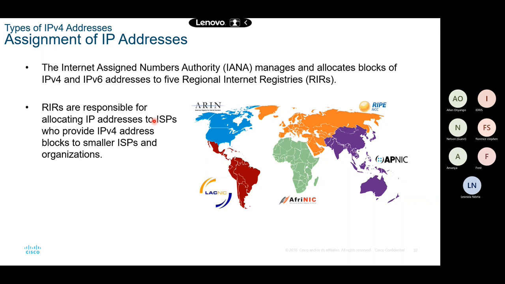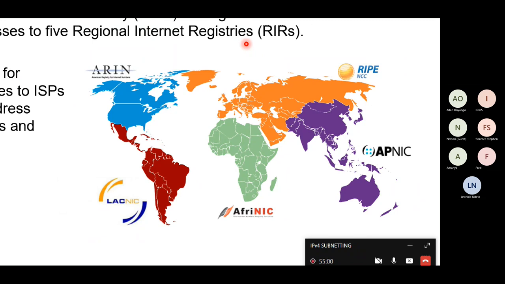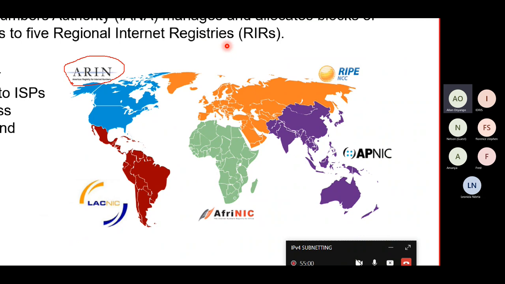Now, in terms of IP address assignment, I had mentioned to you that IP addresses are always assigned by this authority called IANA, the Internet Assigned Numbers Authority. They manage and allocate the blocks of IP version 4 and 6 addresses. And to whom do they assign them? They assign them to our five regional internet registries, RIRs, which are found all over the world. Okay. North America, the regional internet registry is called ARIN. South America is LACNIC. Europe, RIPE. Asian countries is APNIC. And then the motherland Africa is AFRINIC.